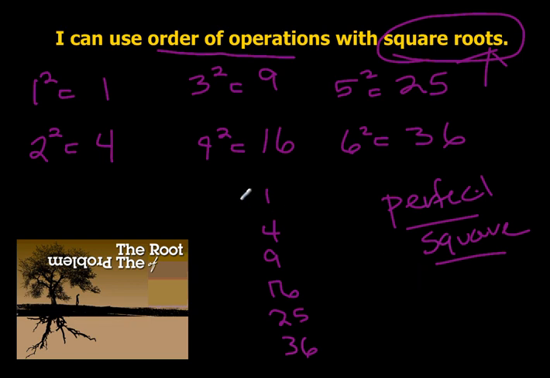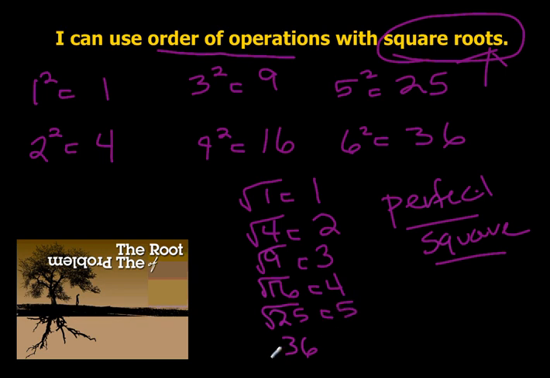So let's just try it. If I were to take the square root of 1, I would get 1, because 1 is the number I squared to get that perfect square. If I took the square root of 4, I would get 2, because 2 is the number I squared to get 4. If I took the square root of 9, I would get 3, because I squared 3 to get the 9, and so on. So the square root of 16 would be 4, the square root of 25 would be 5, the square root of 36 would be 6.